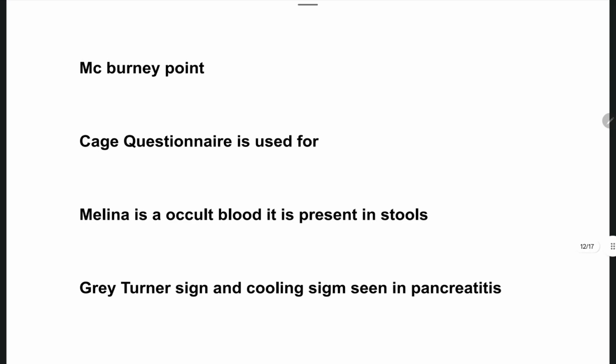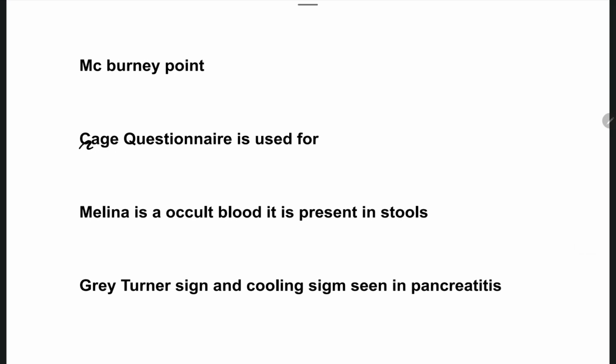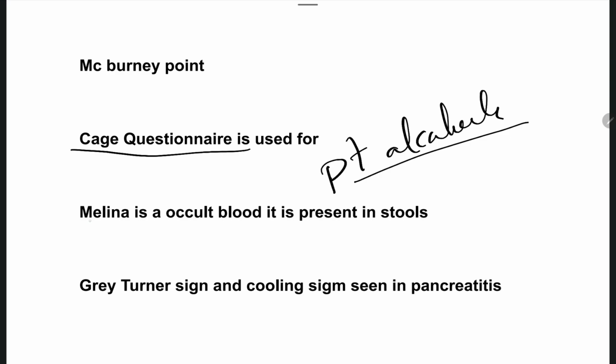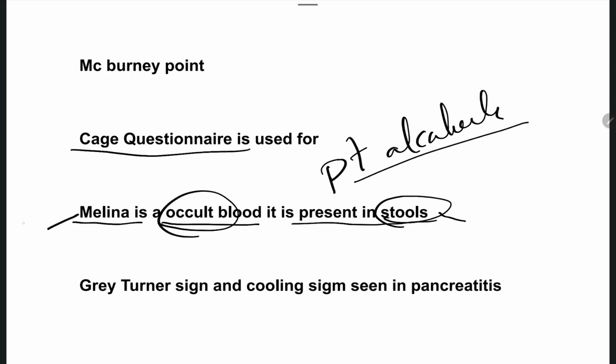And the next one is CAGE questionnaire. The CAGE questionnaire is used for patients with alcohol problems. And the next one is melena and occult blood. It is present in the stool. When the patient is having internal bleeding, the blood which is present in the stool is known as occult blood. So it is also known as melena. The stool's name is melena. The dead blood present in the stool is known as occult blood.